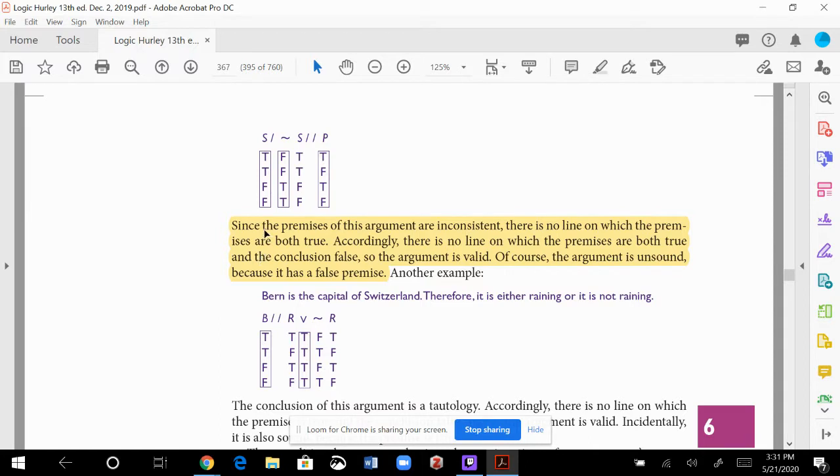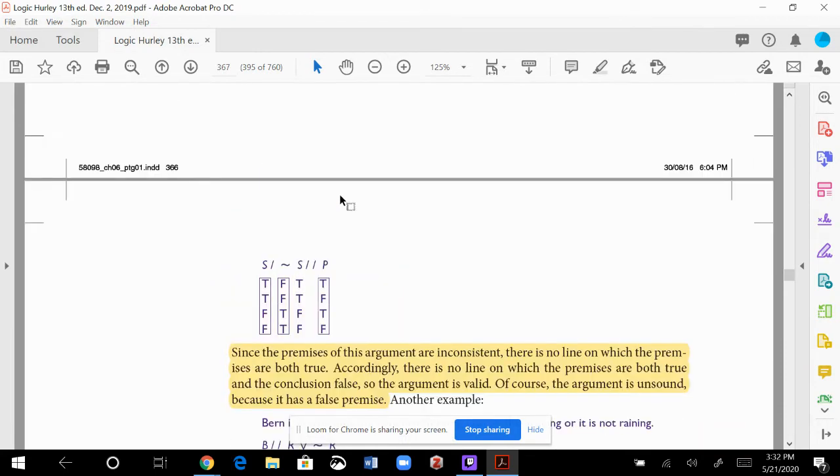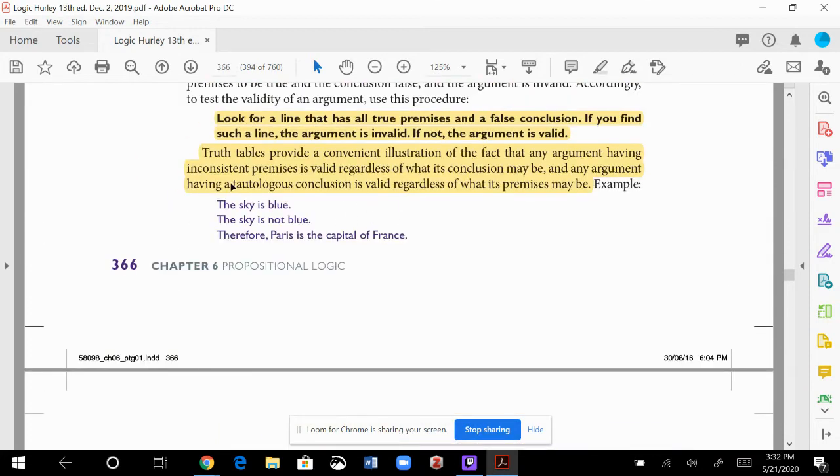But this is the cool part. Even if it's valid, it doesn't mean that it's sound. I'll read this. Since the premises of the argument are inconsistent, there is no line in which the premises are both true. Accordingly, there's no line in which the premises are both true and the conclusion's false. So the argument's valid. Of course, the argument's unsound because it has a false premise. Where's the false premise? Here. So this is an example of an unsound but valid argument.